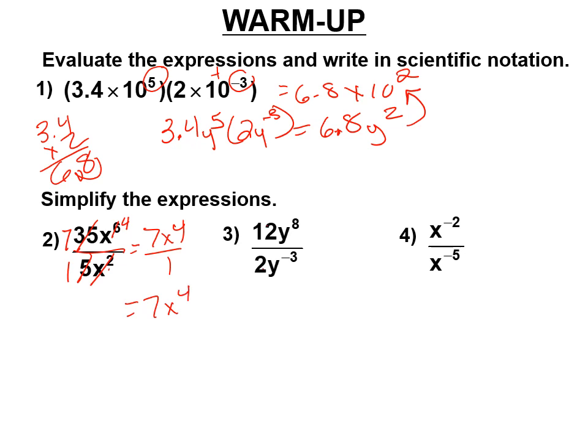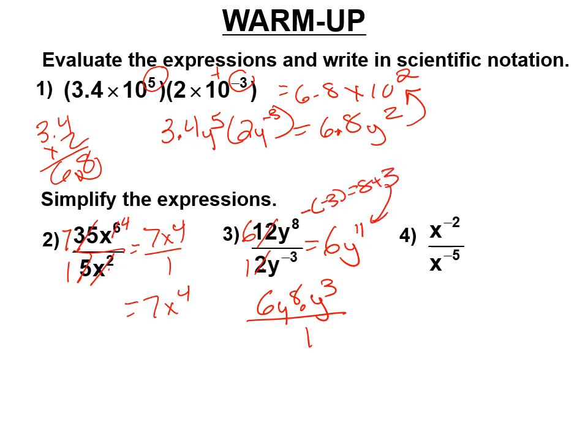Here, 12 divided by 2 is 6. Now, you could flip that up there and add them. Let's rewrite this. So that becomes 6y to the eighth with y to the third up there, and so that becomes 6y to the 11th. But we also could subtract. 8 minus negative 3 is the same as 8 plus 3, which is 11.